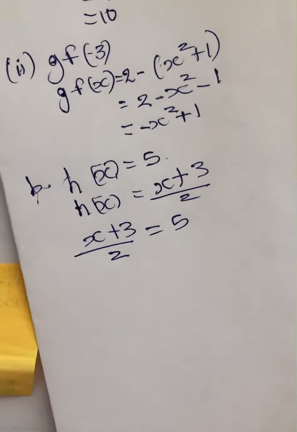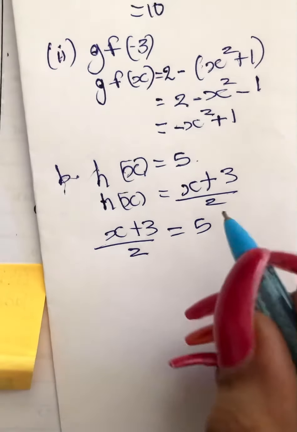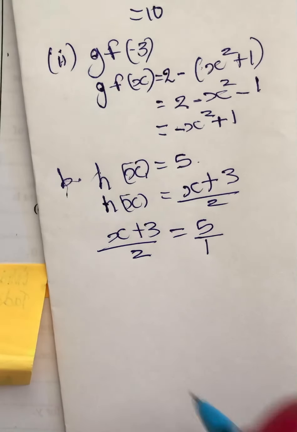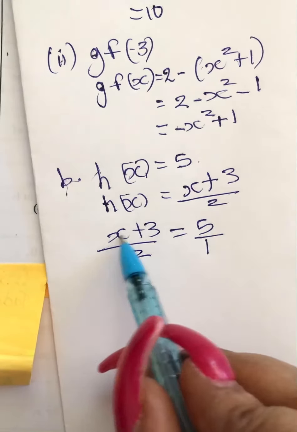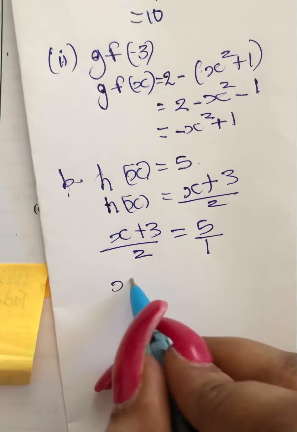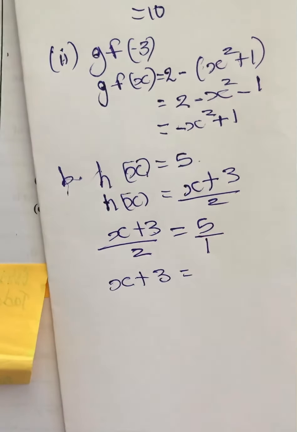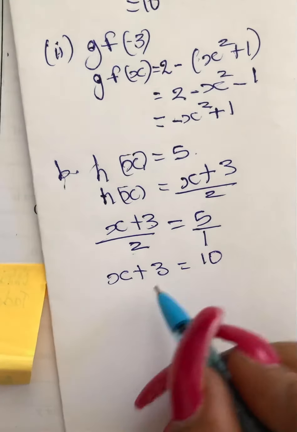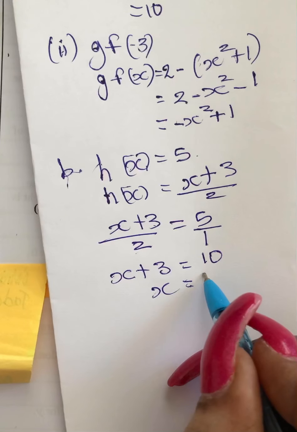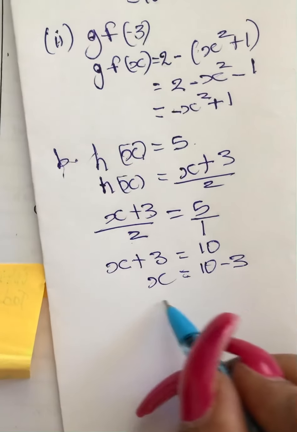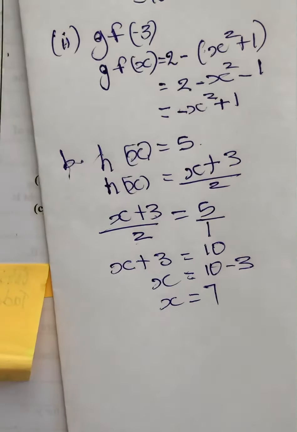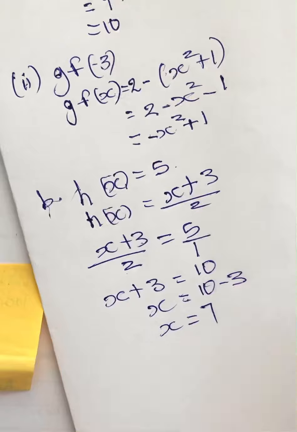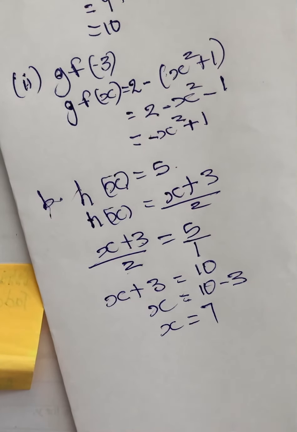My method is to get rid of the fraction. So I'm going to make this side a fraction, and I'll quickly cross multiply. Numerator multiply by denominator. This is not going to change because I'm multiplying it by 1. And 2 times 5 is going to give me 10. Then I simplify. x is equal to 10 minus 3. x is 7. So when h of x is equal to 5, once we simplify, we'll get 7.